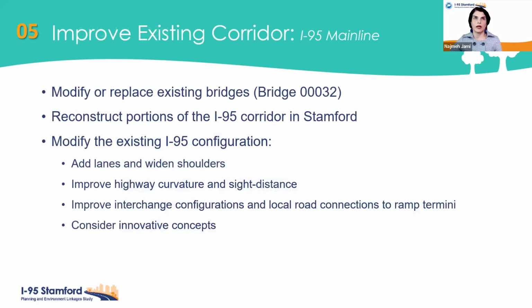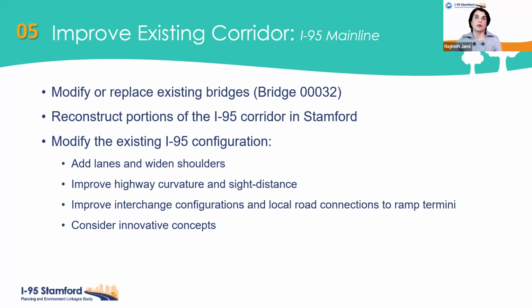And the final category in our universe of alternatives focuses on improving existing corridors, which are relevant to both the I-95 mainline and local roadways. First, let's look at the concept of the mainline. We have talked about that a key driver of this project is to improve the deficiencies of Bridge 32. And while we consider various solutions for that bridge, we're also looking at ways which can be combined with those solutions to not only facilitate the reconstruction or rehabilitation of the bridge, but also improve overall mobility of I-95 within our study area. And this can be achieved by reconstruction of a portion of I-95 in Stamford.